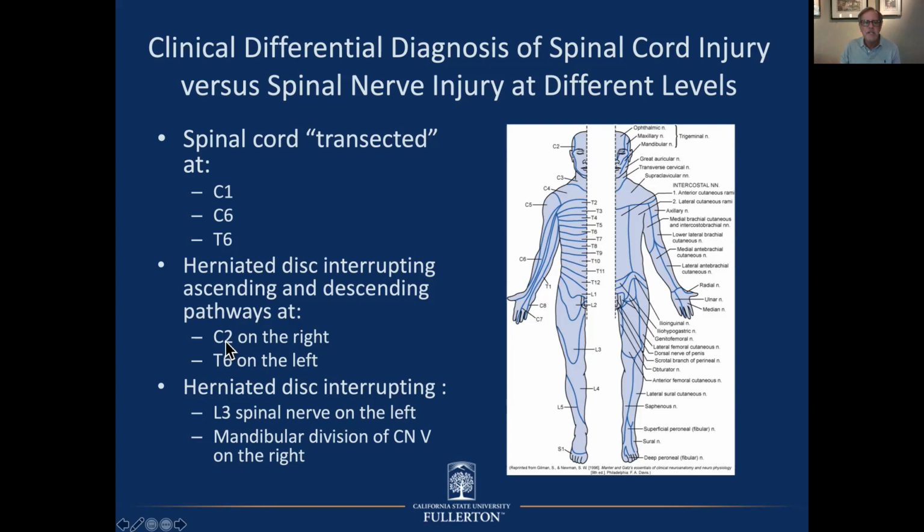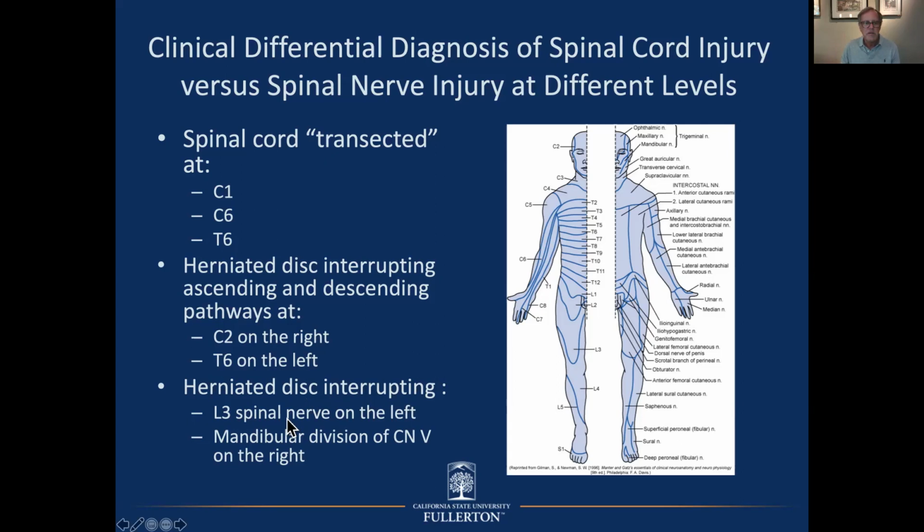If the injury was in the cord at C2 on the right, and that's this side, what they would lose would be the dermatomes below C2 on the right, but not the left. If it was the whole cord transected at C2, they'd lose the dermatomes below it on both sides. And T6, the pattern is the same. We just go down a little bit lower. The herniated disc is at the level of T6 on the left, and it is impeding the flow of information up that half of the cord. They will lose all the dermatomes below T6 on the left.